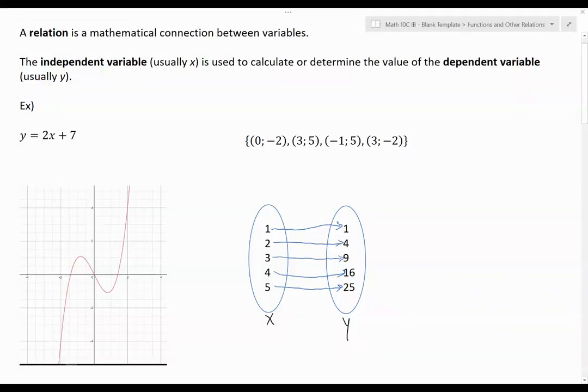Hello. So in this video, we're going to look at the idea of relations. A relation is a mathematical connection between variables. And usually in this course, we'll limit ourselves to two variables, although relations can involve any number of variables.